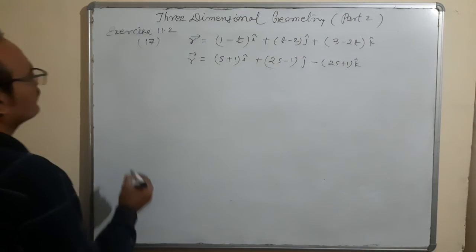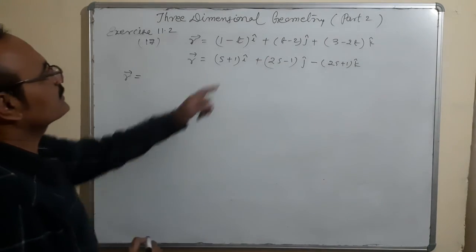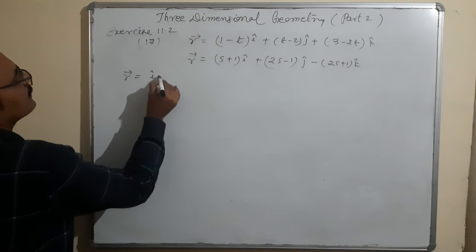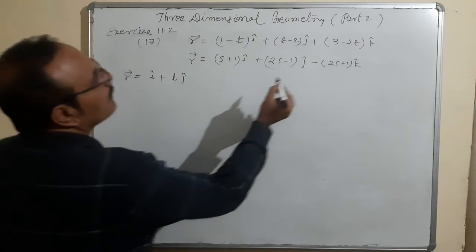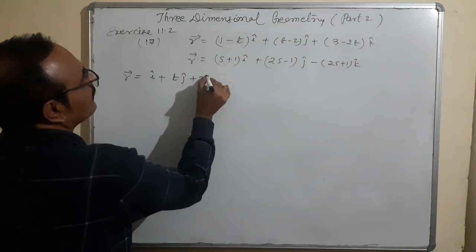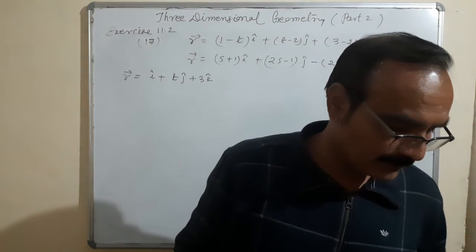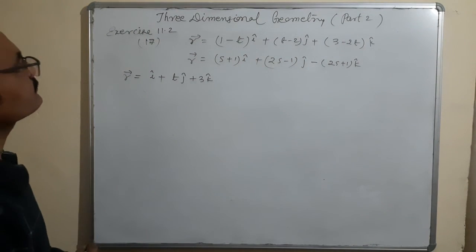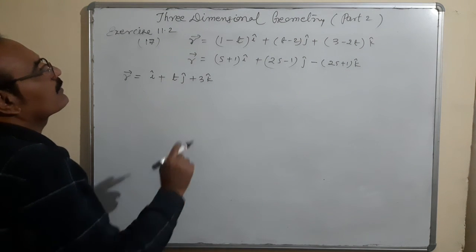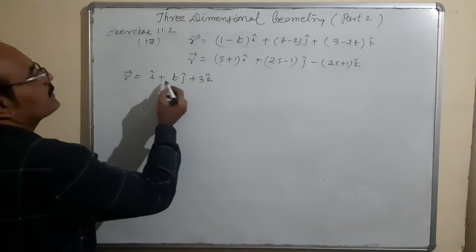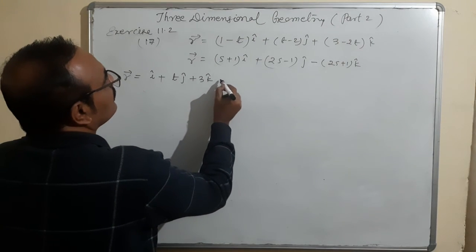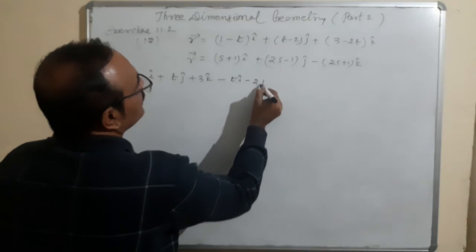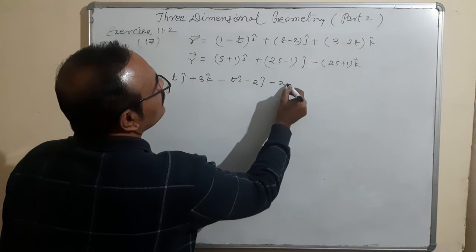I am taking the first line. r is equal to i plus tj plus 3k, minus ti minus 2j and minus 2tk.